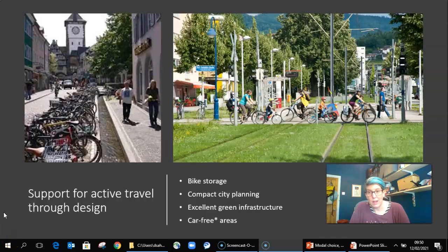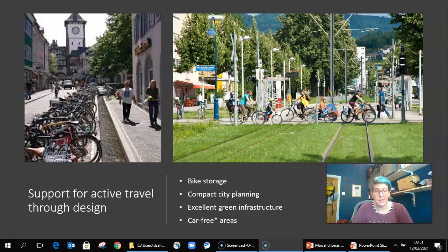Of course, as well as having a great public transport infrastructure, it is designed to support active travel through different forms of urban design. So cycling is very popular. There's lots of bike storage. There are well maintained cycle paths that are separate from the roads. So there's a priority given really to cyclists over car users. It's a compact city design again, so you have that concept of neighbourhood walkability, and those areas that are too far to walk are connected well with public transport.